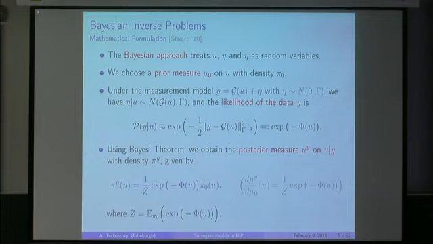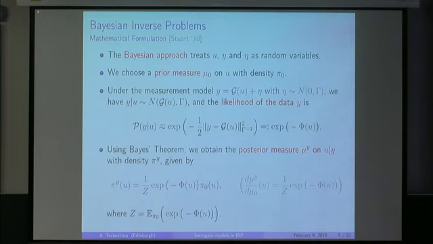And this posterior distribution is exactly the posterior distribution that we're interested in. Remember, in the inverse problem, we're given the data y, and we want to find u. So we now have our probability distribution on u given y, which is exactly what we were after.